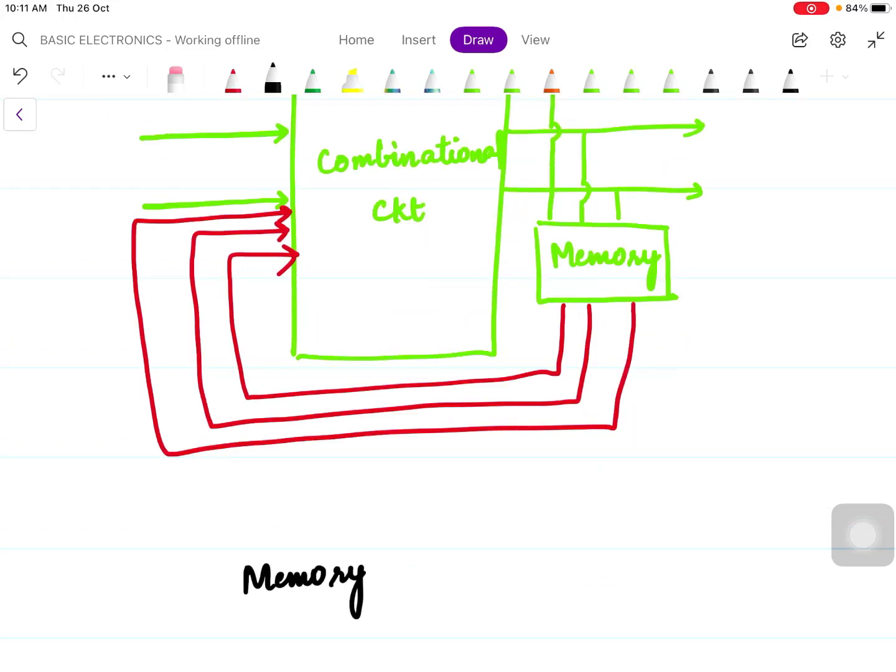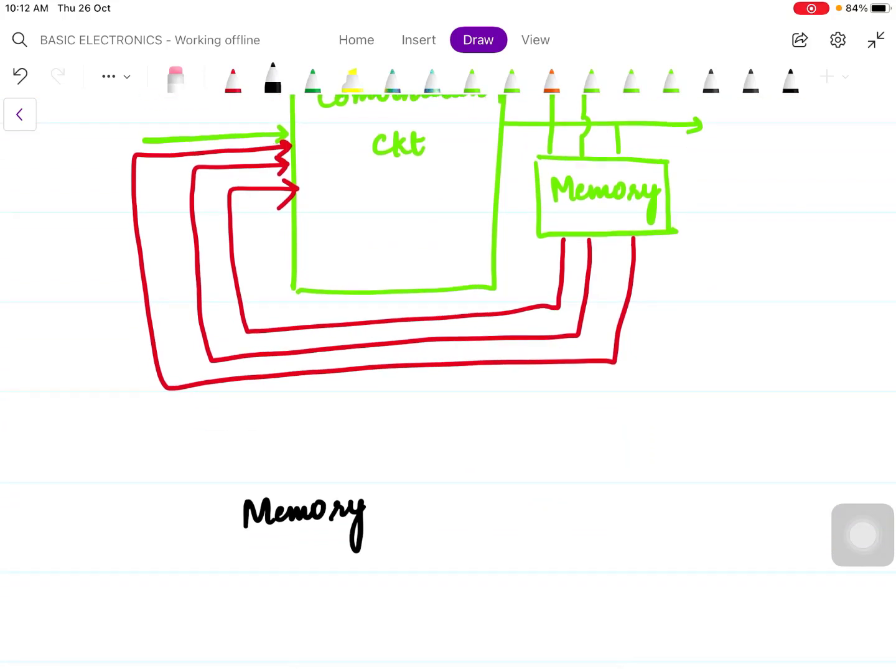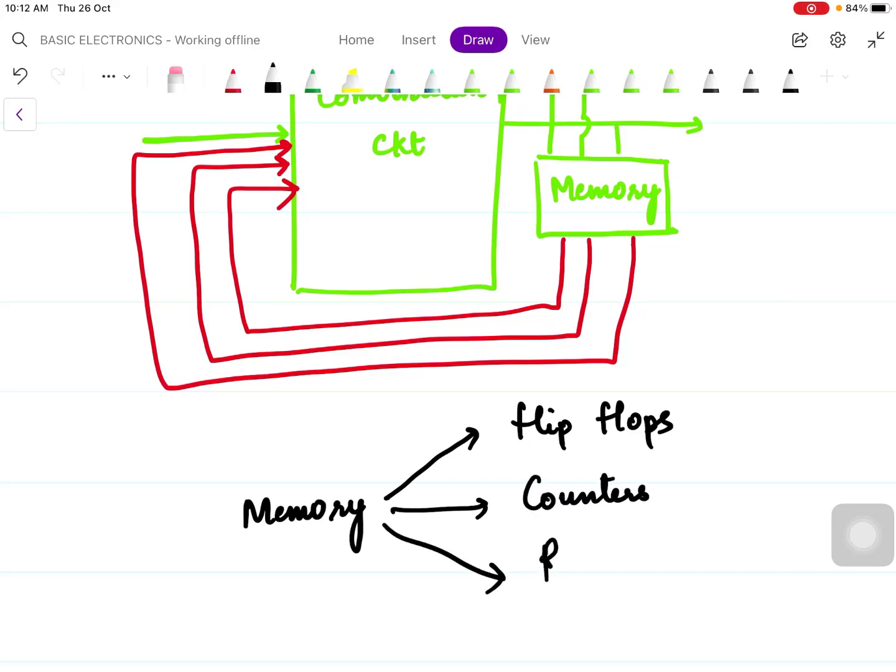Now the question arises, what are these memory elements? There are some circuits that act as memory elements. That means they have the capability to store data in them. So these memory elements can be flip-flops. These memory elements can be counters. These memory elements can be registers. So these circuits can act as the memory elements.